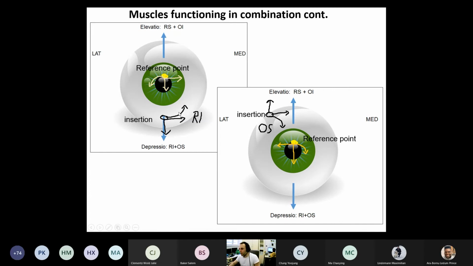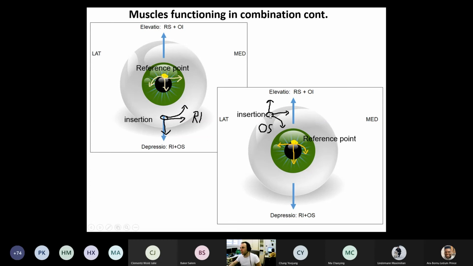Okay, so moving medially, that means that the top part of the eyeball will move laterally, including the reference point. So you have lateral rotation of that reference point. So the eye is having lateral rotation with the rectus inferior.